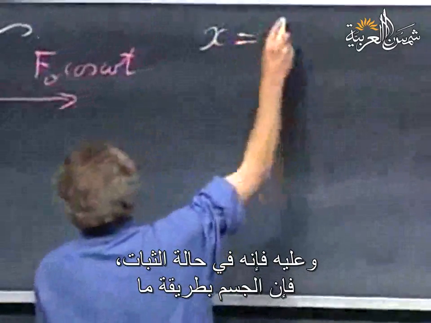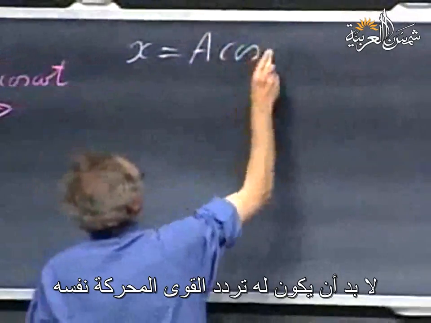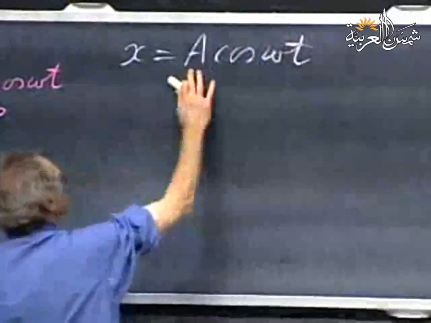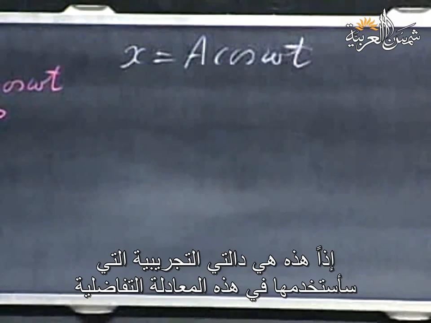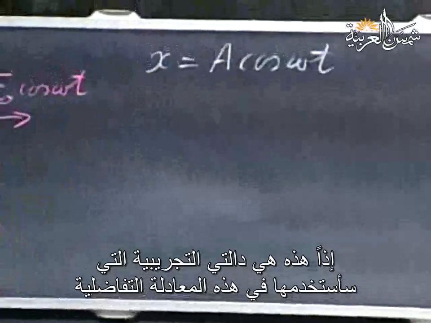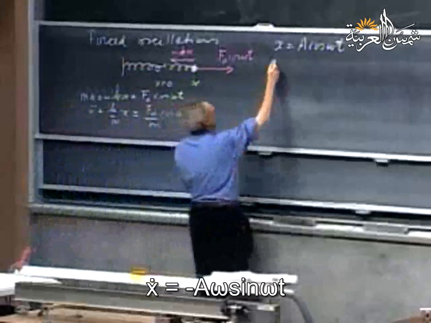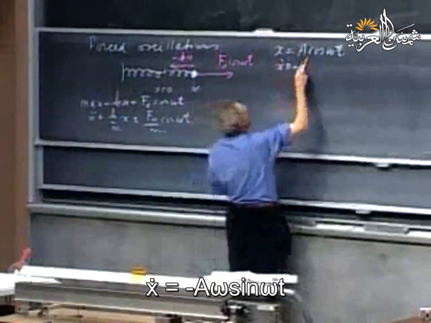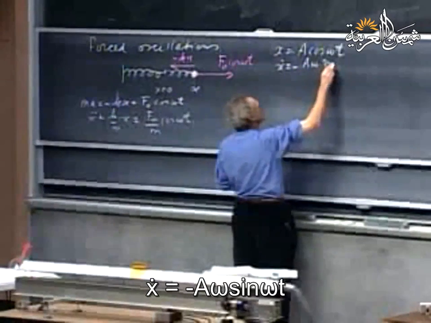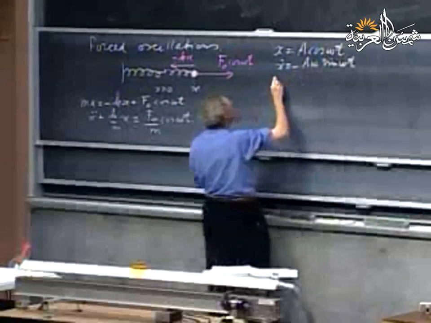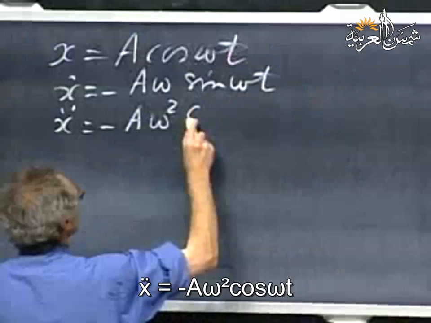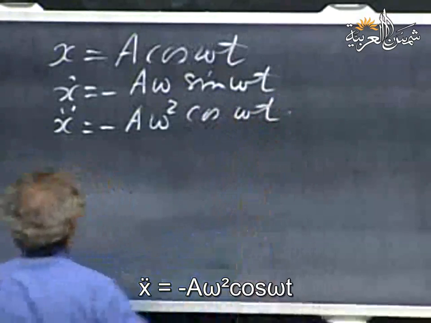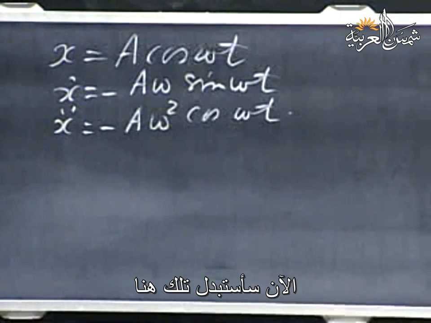So in the steady state, the object must have a frequency which is the same as the driver, and it has some amplitude A. And I want to evaluate with you that amplitude A. So this is my trial function that I'm going to put into this differential equation. x dot equals minus A omega sine omega t. x double dot equals minus A omega squared cosine omega t. And so now I'm going to substitute that in here.